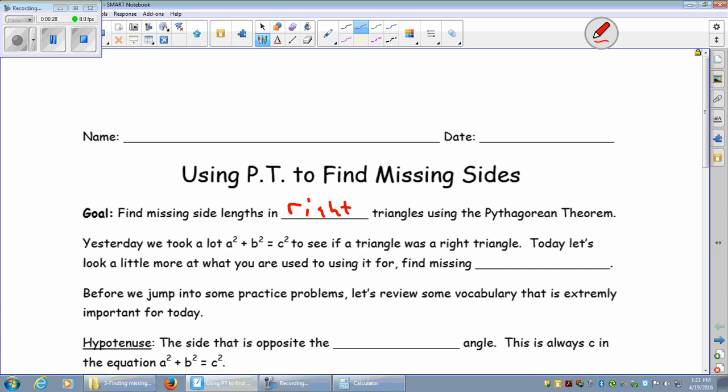Alright, so yesterday we looked at a squared plus b squared is equal to c squared to see if a triangle was a right triangle. Today, let's take a look a little more at what you're used to using it for. That's finding missing sides.